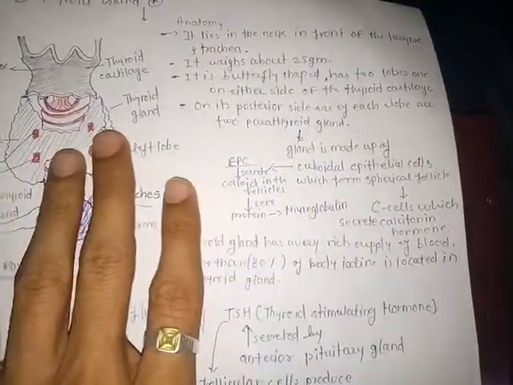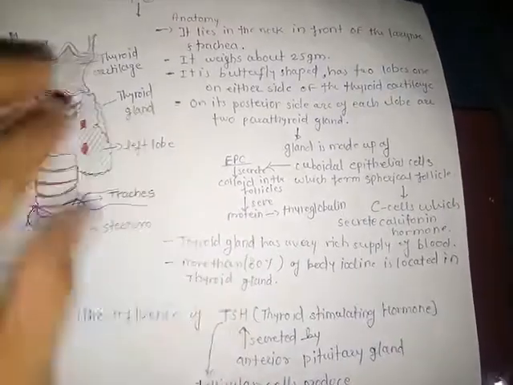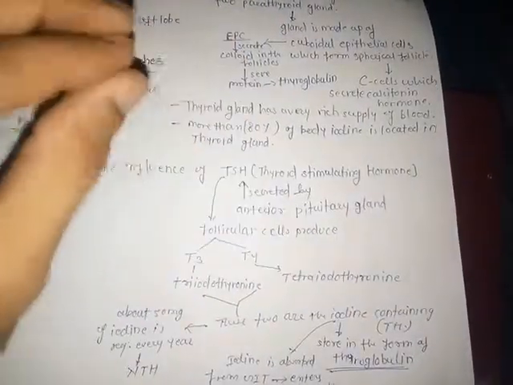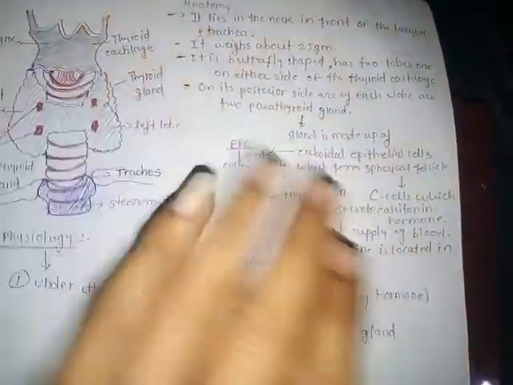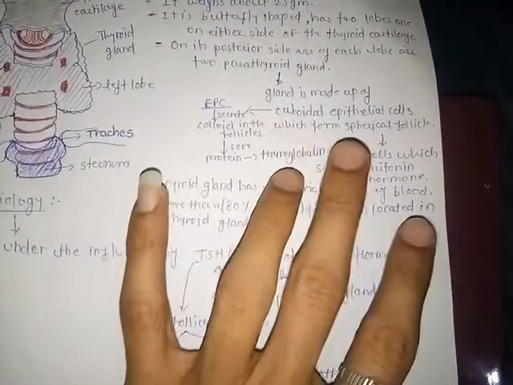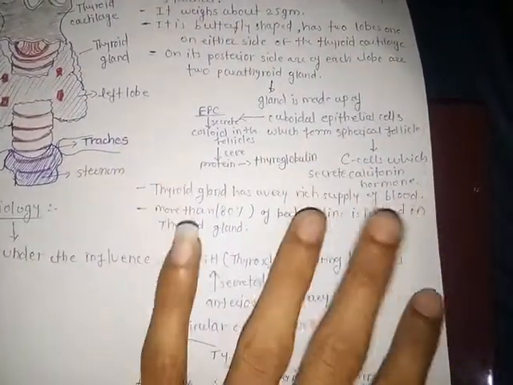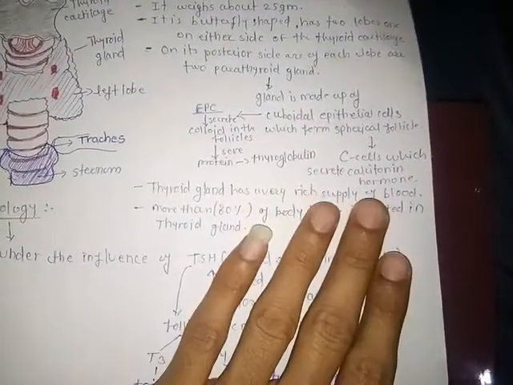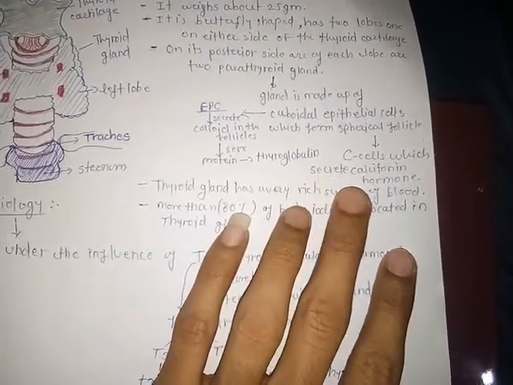Then these follicles secrete a protein, which is also called thyroglobulin. The iodine is present in the thyroid gland in the form of thyroglobulin. Then these cuboidal epithelial cells which form the spherical follicles, and another cell, secrete the calcitonin hormone from the thyroid gland.